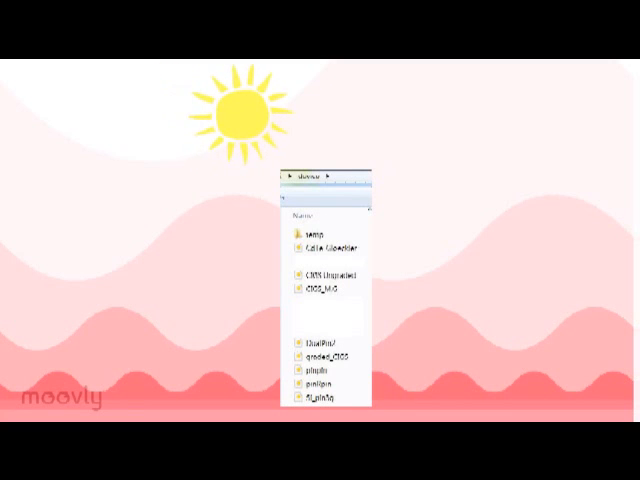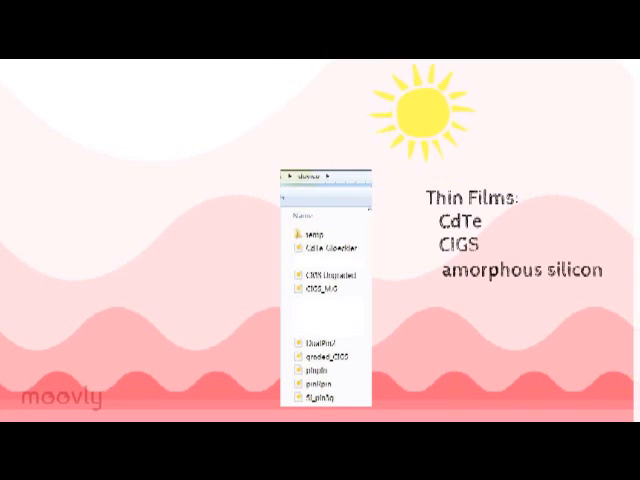When you click the Load button, you can see under the Device tab, there are a lot of different devices already pre-built for you to explore. There are a lot of different thin film types, and then we also have some various amorphous silicon devices.